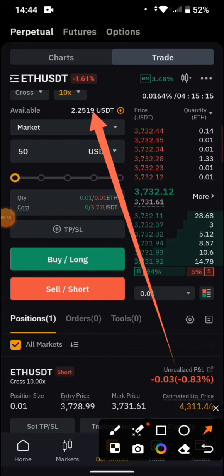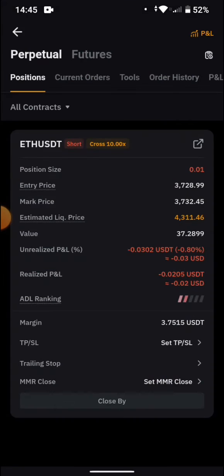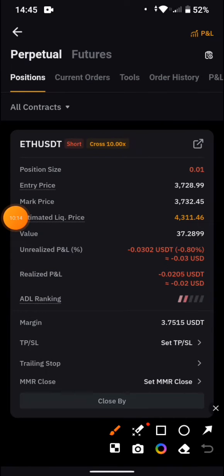Everything is going to be wiped out completely if it reaches this 4,311 when you are using cross. But when you are using isolated, only the margin is going to be wiped out. Only your margin is going to be wiped out, which is this one. This 3.75 is the only one that you are going to lose. But when you are using cross, all the account is going to be wiped out.